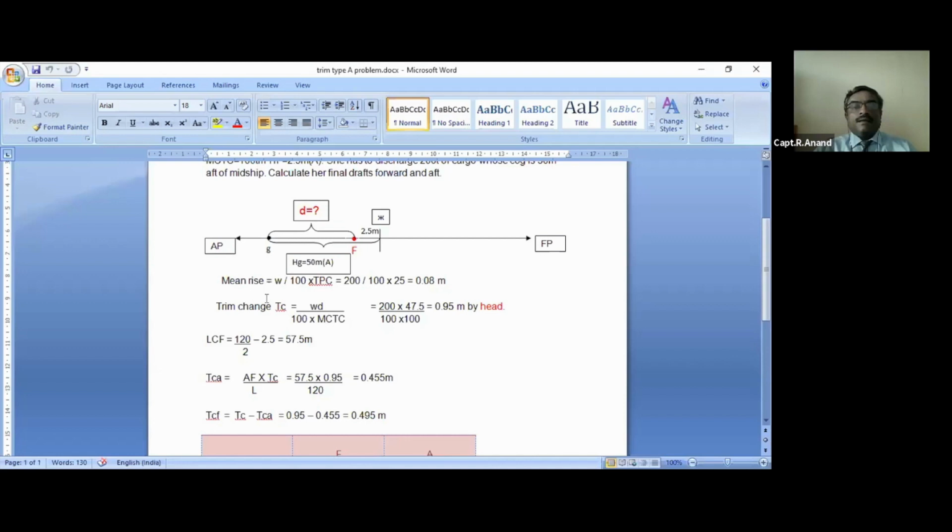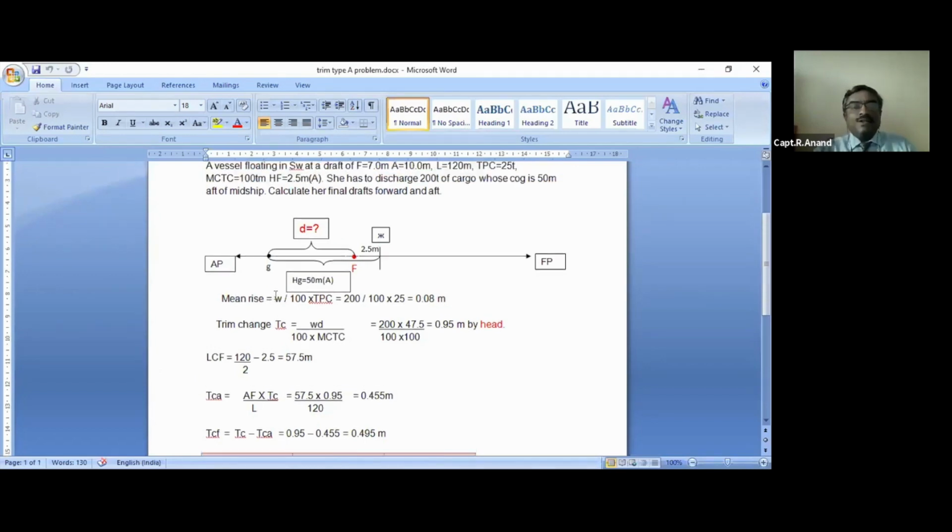Now I need to calculate two things: mean sinkage or rise as well as trim change. Mean rise, because in this case 200 tons of cargo is discharged, so there is going to be a bodily rise. So the formula is W by 100 into TPC. W is 200 divided by 100 into TPC is 25. That gives me a mean rise of 0.08 meters. The formula for trim change will be dW, which is the trimming moment, by 100 into MCTC.